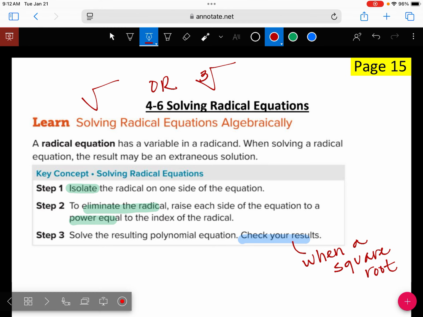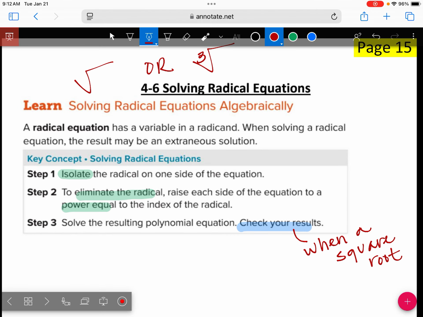Which that might be kind of hard to see. Let me go ahead and move that up a little bit. There we go. So when it's a square root, we're going to do a check. Jaden.